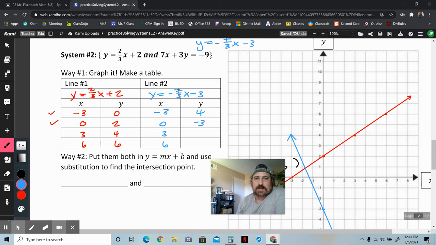And then 3 times -7/3, the 3's cancel out. You get -7. -7 minus 3 is -10. And then 6 times -7/3 is going to be a negative. 3 goes into 6 twice. 2 times -7 is -14. -14 minus 3 is -17. And that makes sense, basically, because as the x increases by 3, the y is decreasing by 7, right? -7/3.